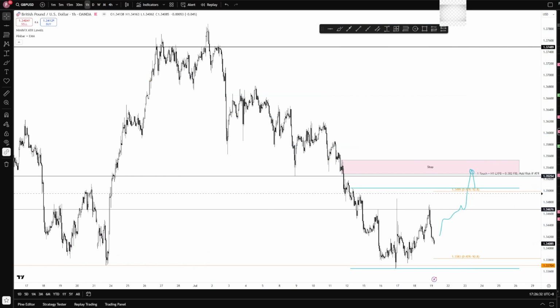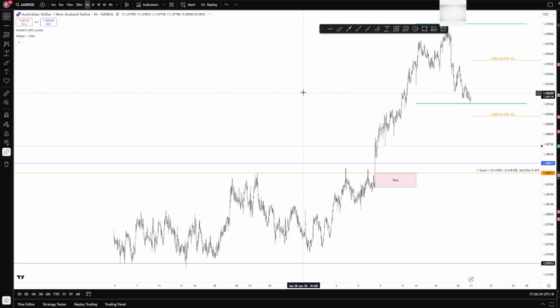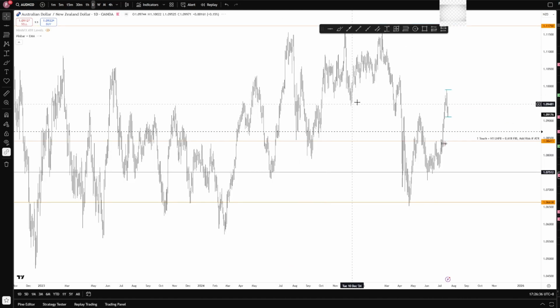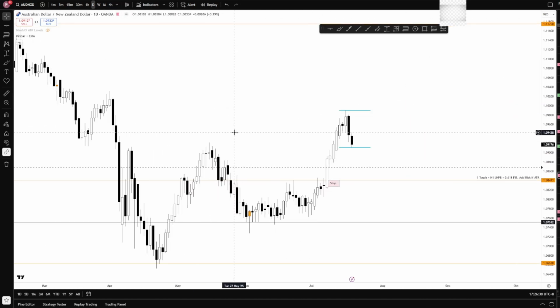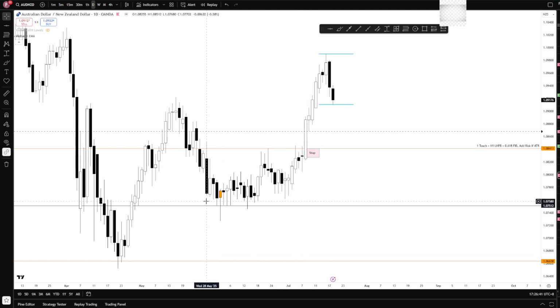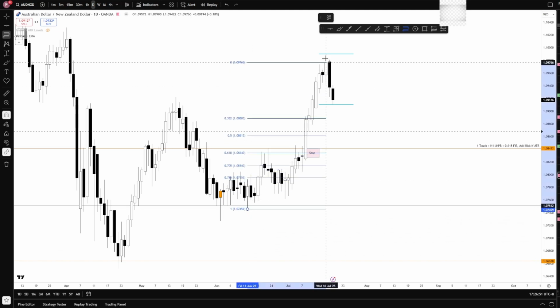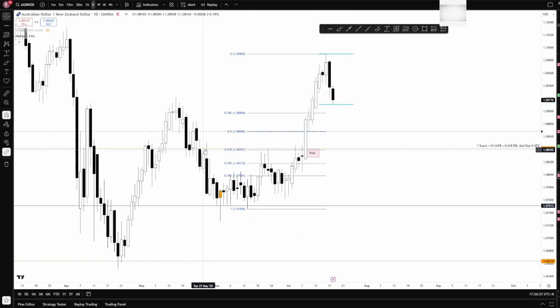So another setup I'm looking at is Aussie New Zealand, but price is still quite far away, but I'll just mark it out. Since last week, price has rallied very high, and it's currently retracing. Not so sure it will reach this week, but that's something I'm looking out for. So there's a few daily highs here.